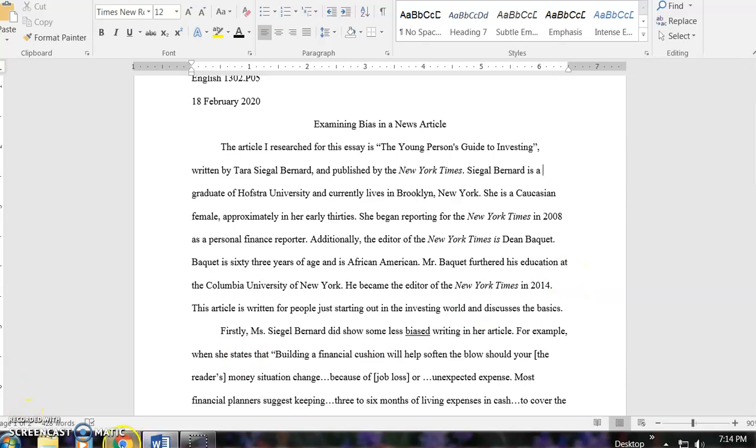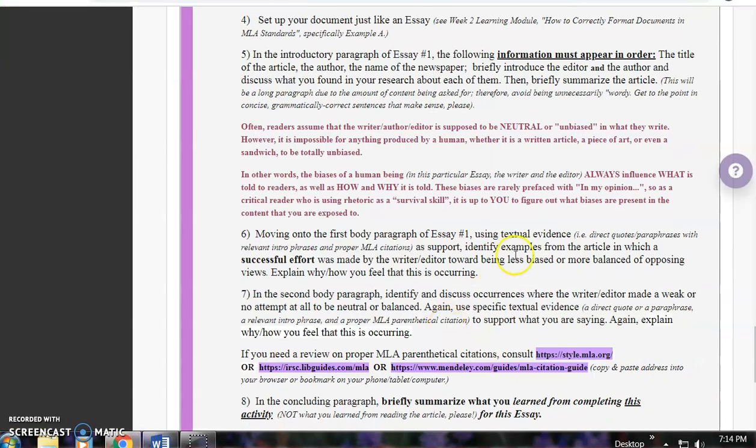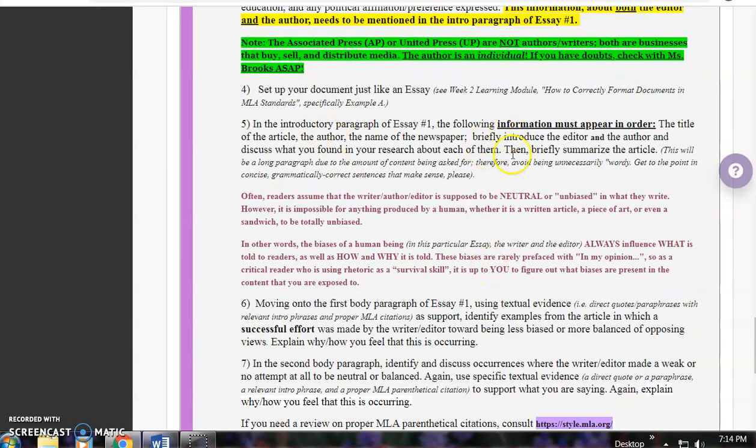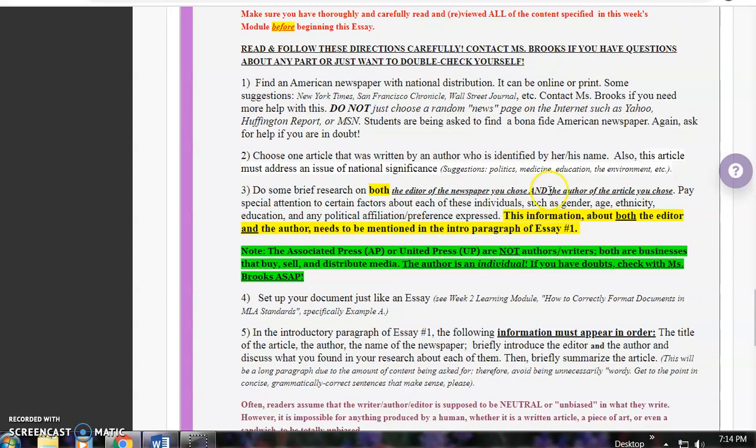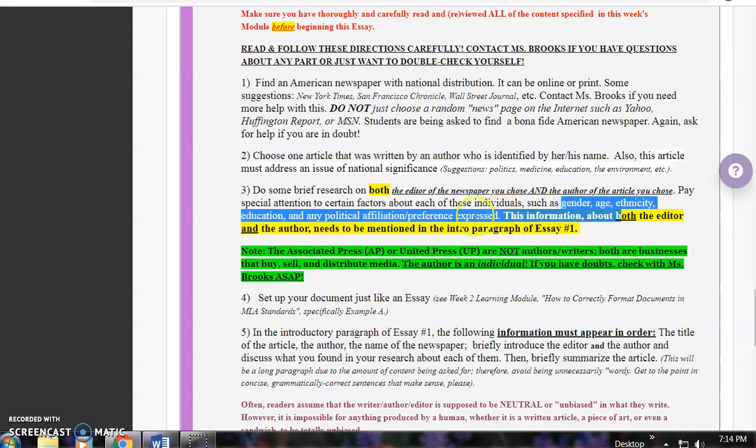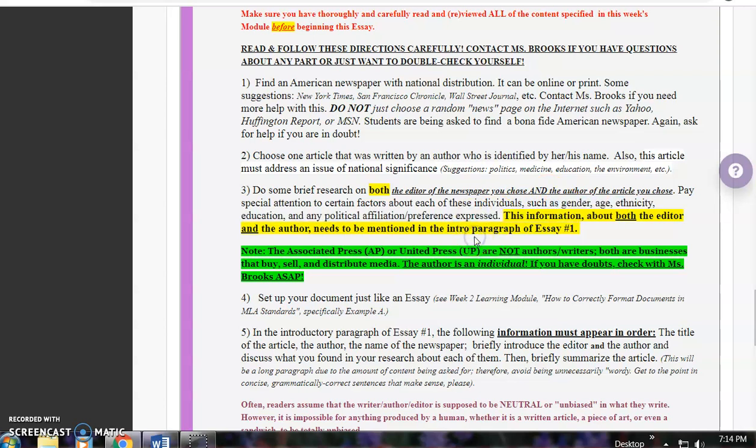Okay, so if we go back here, I asked you to do some research on the author, such as gender, age, ethnicity, education, any political affiliation or preference or express.